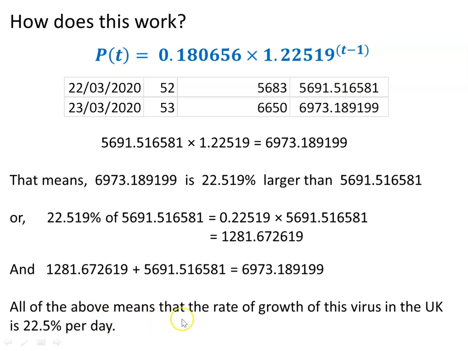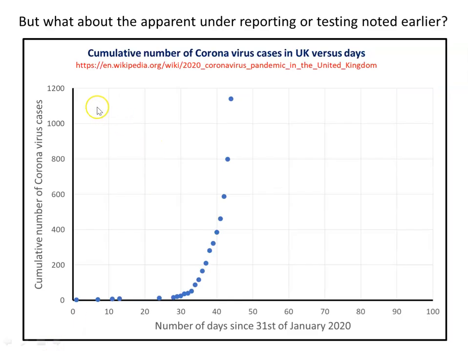Now all of the above means that the rate of growth of this virus in the UK is 22.5% per day, according to this model. But as we've seen, this model doesn't quite fit too well, so we might look at why that is. But what about the apparent underreporting or testing noted earlier? Well, if we have a look here, why is this turning down? Why is this lower than it should be?